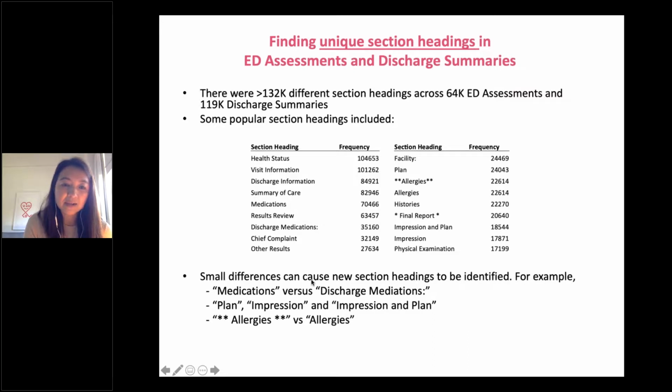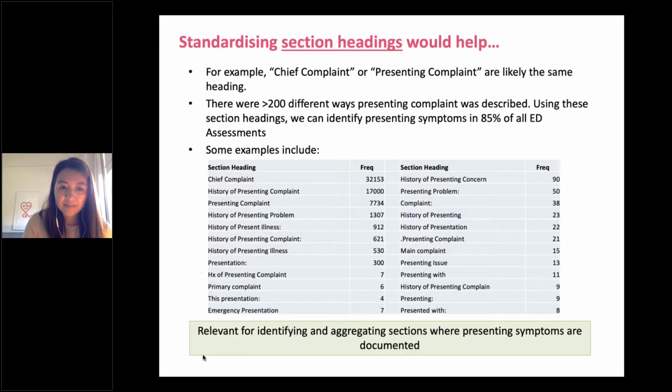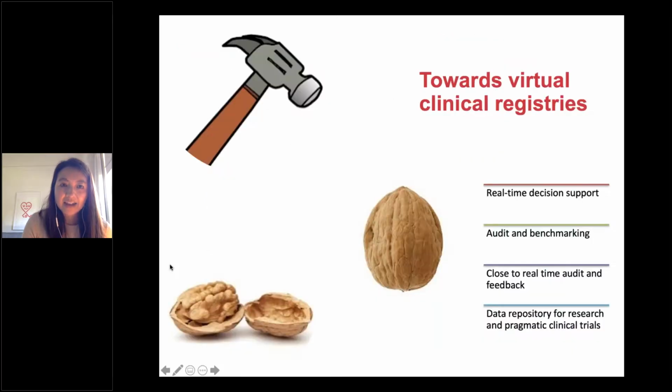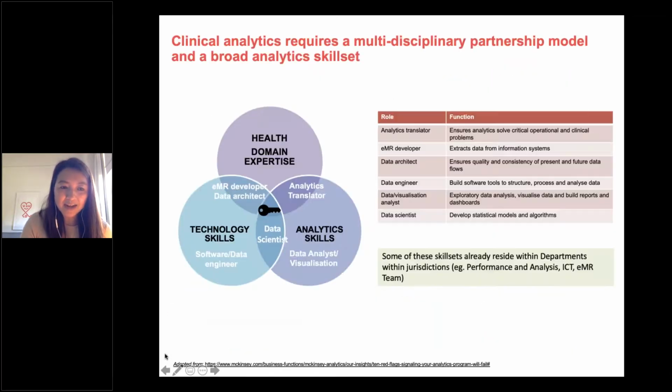So for instance, if we want to look at medications, are we interested in medications or discharge medications? Plan, impression and plan are all similar. And so some standardization of the section names would help.